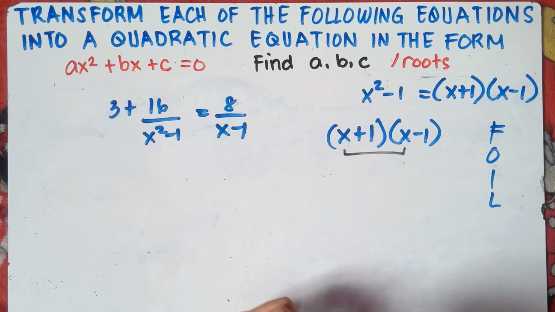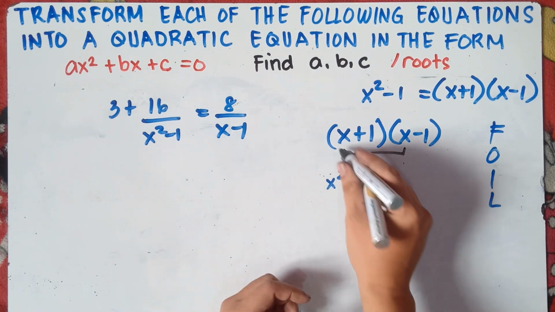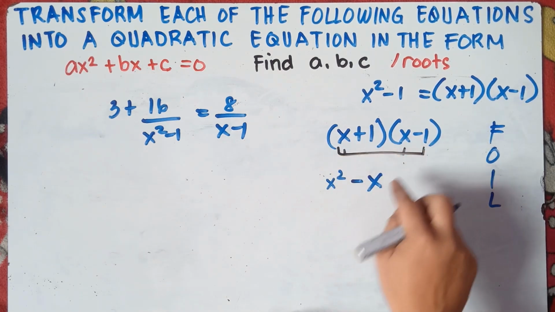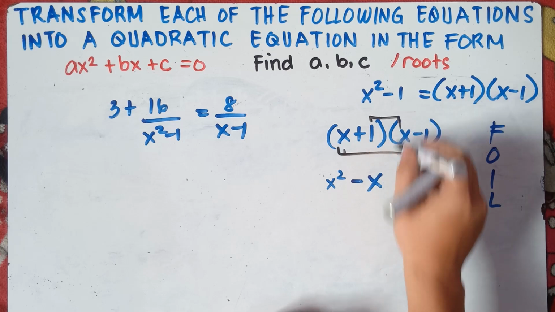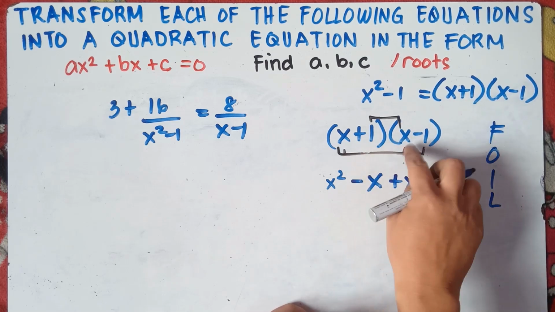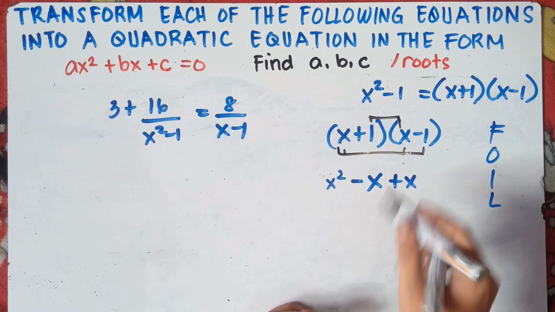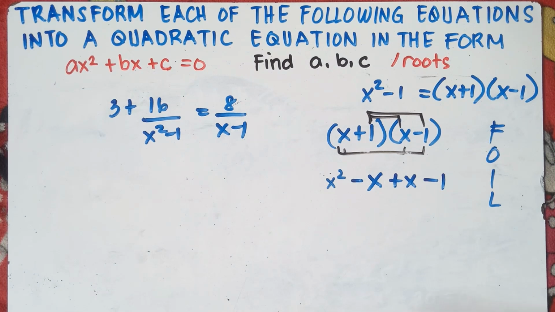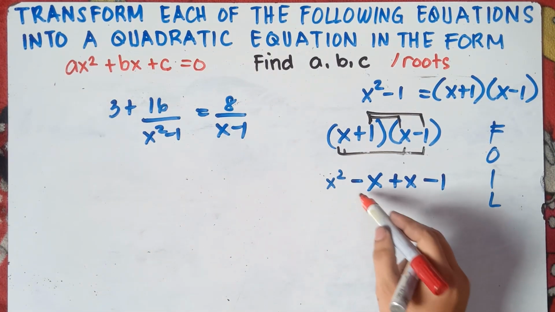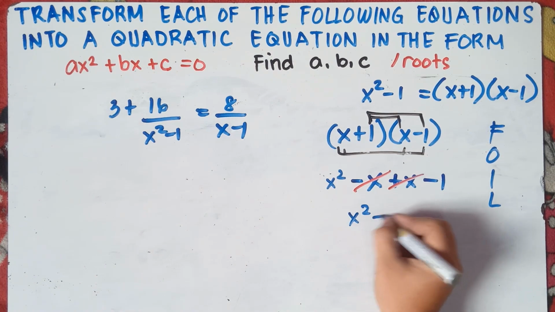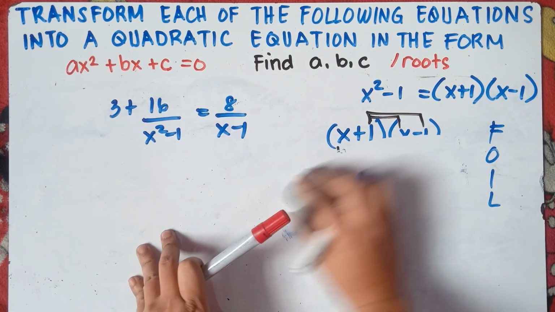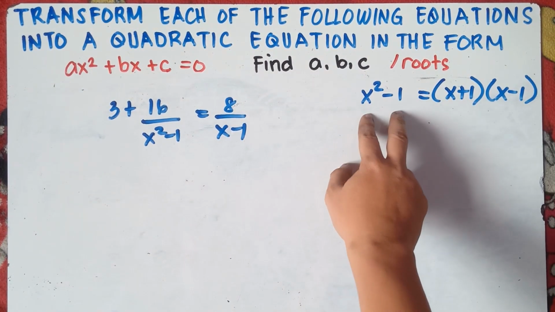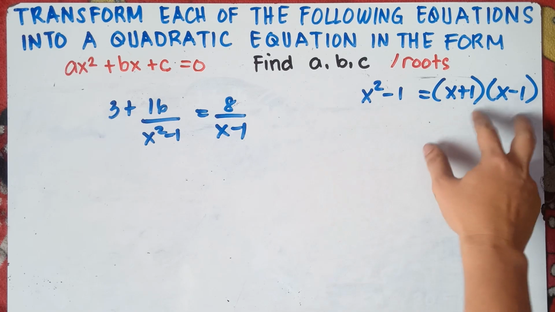x times x, first, x squared. Outer, x times negative 1. So x times negative 1, that's negative x. Positive times negative is negative. Inner, 1 times x, that's positive x. Positive times positive is positive. Copy x. Last, positive 1 times negative 1, that's negative 1. Combining like terms, we can cancel this out. Negative x plus x, that is 0. And that would be x squared minus 1. Alright. So therefore, okay, I hope you get this one, class. Therefore, the factor of this equation, x squared minus 1, is this one.